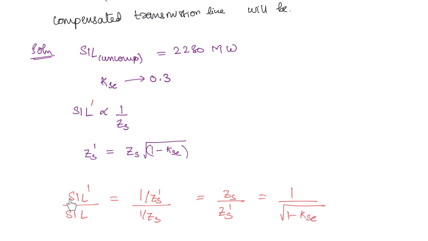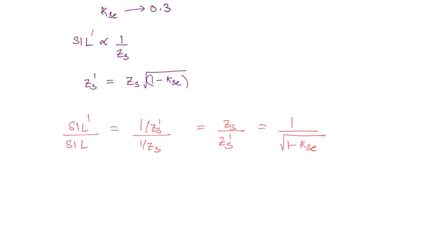So now what? SIL dash we don't know, SIL is known, KSE is known. So we just have to substitute, right? It's a matter of substitution now. SIL dash is going to be equal to 2280 divided by root over 1 minus 0.3. So if you calculate, you will get 2725 megawatts.